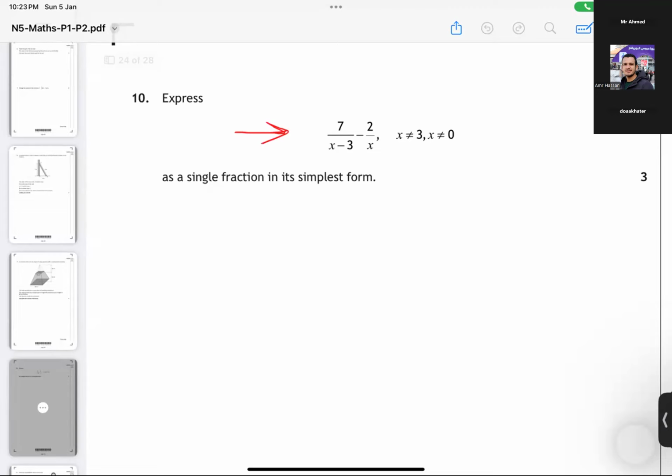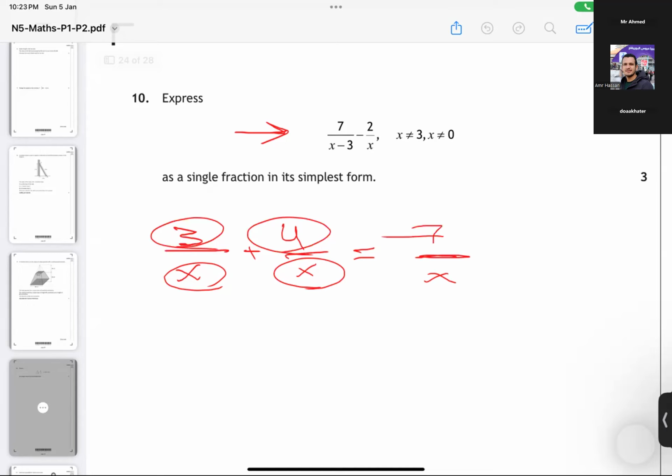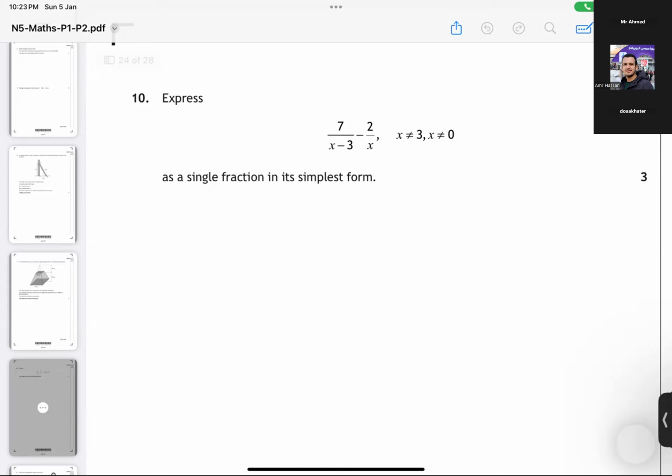So the point is the denominator is not the same, which makes sense. I don't have the ability to add or subtract them from each other. Every single time you want to add 3 over x plus 4 over x, that's called like fractions. The denominator is the same, so I write x and then add them together.